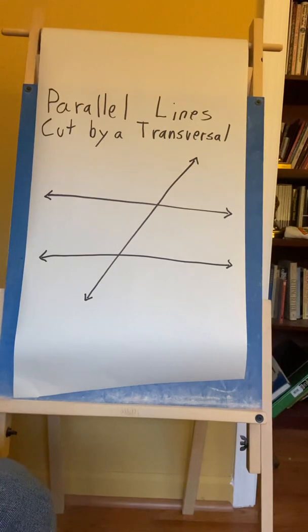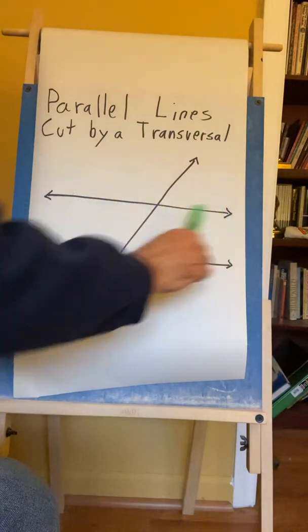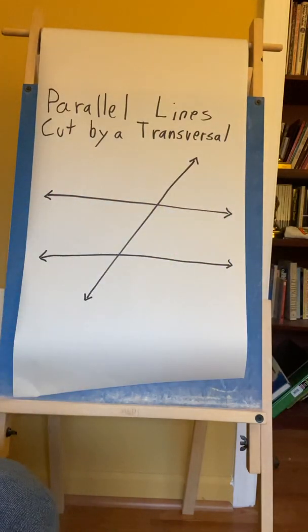So we're actually going to start a new topic, and our new topic is parallel lines cut by a transversal. These two lines here are the parallel ones. Parallel lines are lines that never intersect, never touch. And the third line that crosses the two parallel lines is called the transversal.